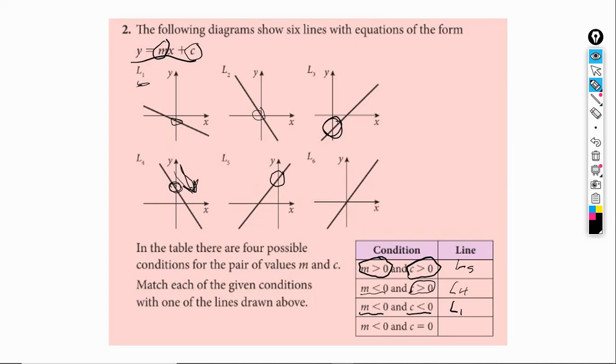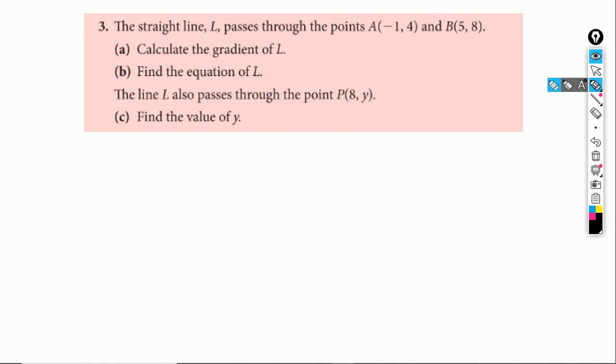And the last condition says the slope is negative and c equals 0. That means it goes through the origin. And we could see that that was L2. L2 would be the answer here. Okay, so here we are with question number 3.